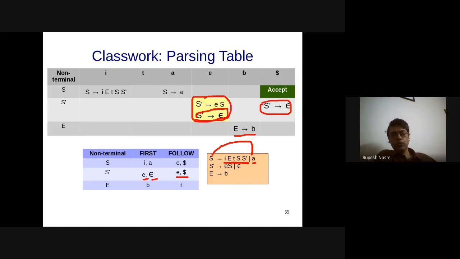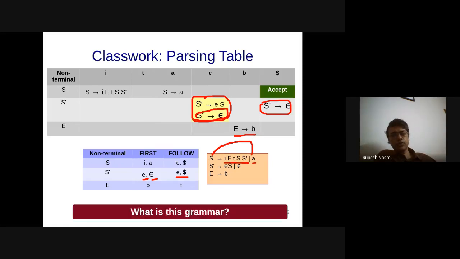Okay. If you don't have any questions on this, you can post it if you have. I have one definite question for you. What is this graph?